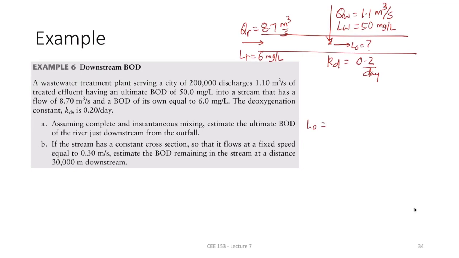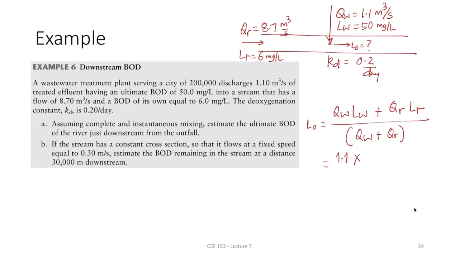You are allowed to just put the final formula. So basically everything coming in, QW, LW plus QR, LR, that's all mixing coming in, divided by the flow rate that's leaving the system. So QW plus QR. So again, QW, West, is 1.1. I'm not writing units just to save time because they are similar units, so it's going to cancel out. The unit will be just LR unit, or milligram per liter.